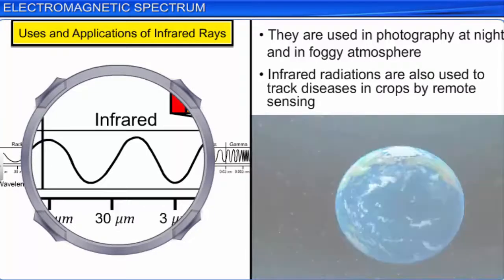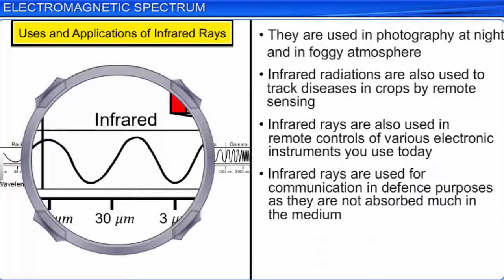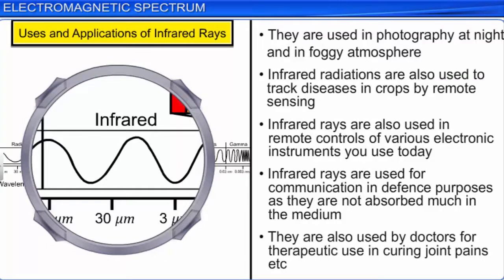Infrared rays are also used in the remote controls of various electronic instruments that you use today. Infrared rays are used for communication in defense, as they are not absorbed much in a medium. They are also used by doctors for therapeutic use in curing joint pains, etc.